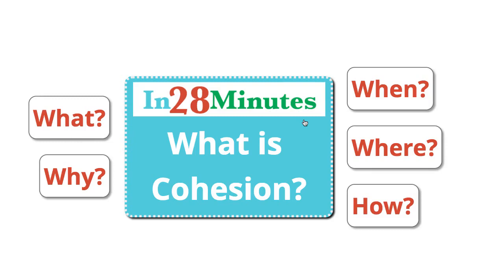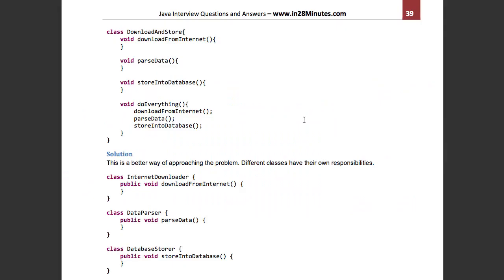Now, let's start with looking at a simple example for cohesion. Let's start at the ground level with some code. Let's take the example of this simple class. If you look at it, it's called download and store. What is it doing? Download from internet, parse data, store into database. So this method is aptly labeled to everything. It downloads from the internet, parses the data and stores into the database. So it does a lot of variety of things, right?